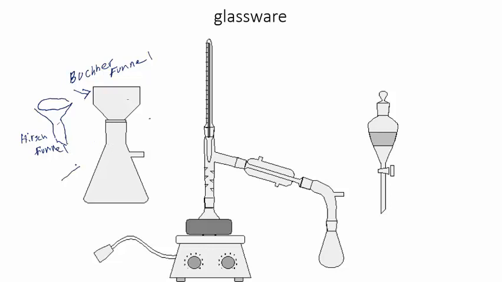This can have a number of names, but I think the one that's given in Canvas is the vacuum flask. It's distinguished from an Erlenmeyer flask. This is a heavy-walled vacuum flask. It's distinguishable from the Erlenmeyer flask because it has a sidearm on it.